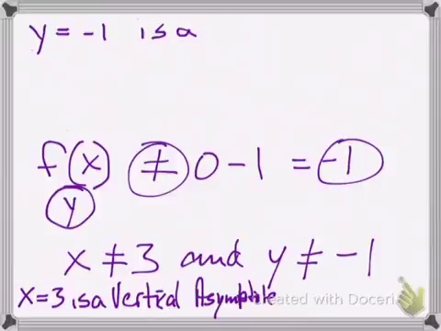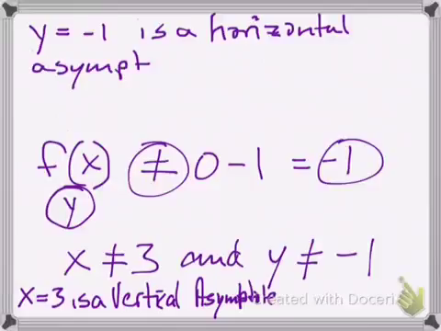Now, we're not going to look at the graphs of these at this point. We're kind of rushing through this. The only thing I'm going to ask you on the next test is to identify the horizontal asymptotes and the vertical asymptotes. That's the only thing I'm going to ask you. Y equals negative 1 is a horizontal asymptote.